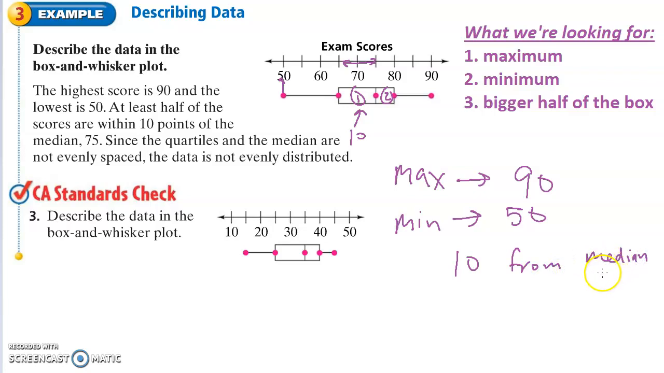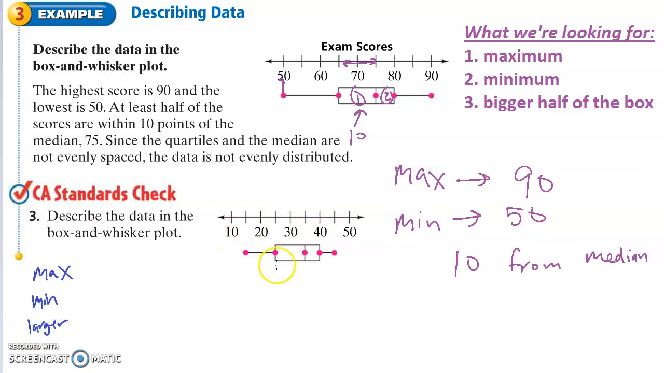And that's all they're really looking for in this problem. All right, we're looking for the maximum point, the minimum point, and then which side is larger, and based off of that, how long is that section? So let's go ahead and do standards check number 3. We need to find those 3 things: the maximum point, the minimum point, and then how many points from the median, the larger side.